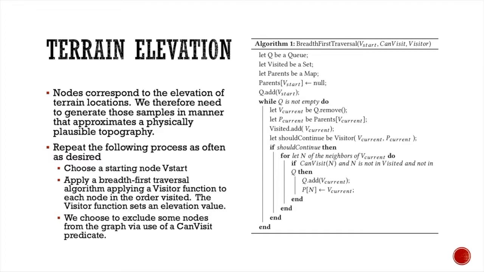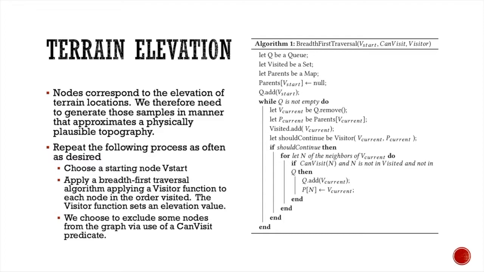In this slightly altered version of the breadth-first traversal, you can see that our algorithm accepts three inputs: the starting vertex, the visitor function, but we also pass in a can-visit predicate, which arbitrarily excludes some nodes from the graph. We pass that in to, for example, prevent visiting underwater nodes if one desires. But in iterating through the algorithm, this is a simple breadth-first search algorithm.